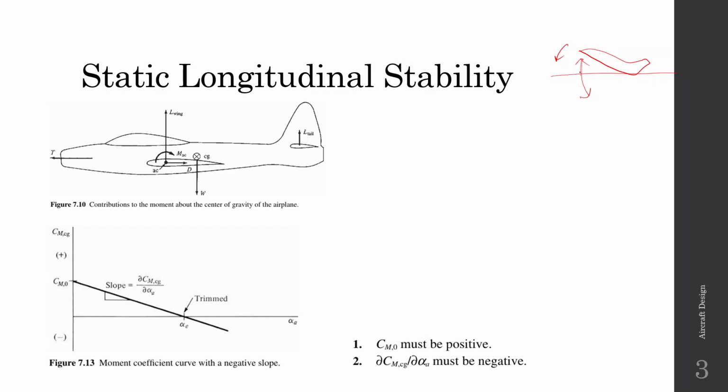So you will see here that this is a positive angle of attack. When the aircraft is at a positive angle of attack, we want it to return to its original position. This means that dCm by d alpha should be less than 0, which means that if alpha increases, there should be a restoring moment which brings it back to its original line.